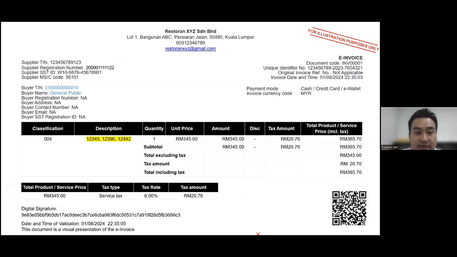So this is an example of a consolidated e-invoice. If you only have one outlet, then I recommend you practice this. All the e-invoice, invoice numbers, just put over there with the total amount. If it involves service tax, you need to indicate. If there is no service tax, you just ignore it.